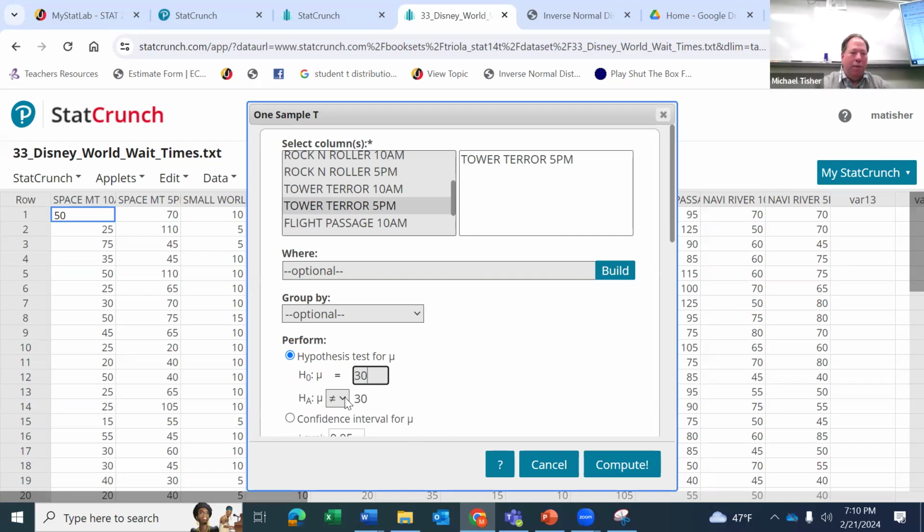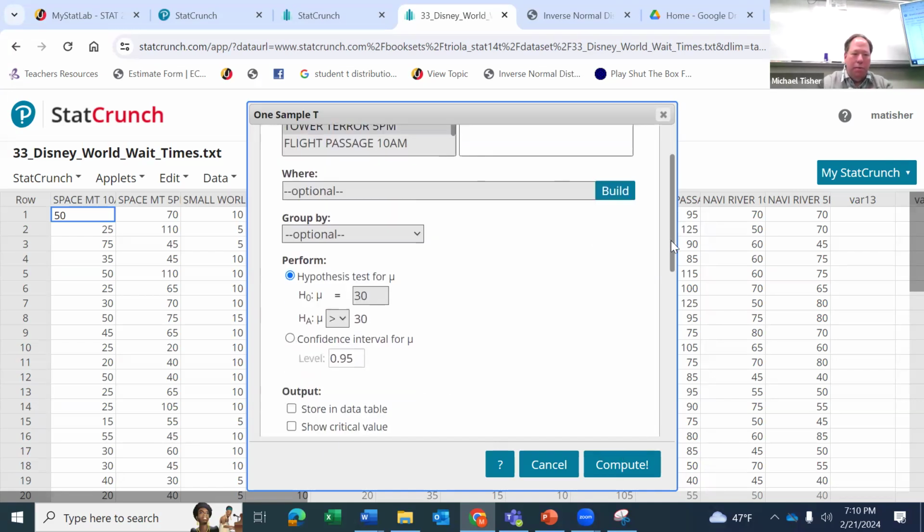But now we have to tell HA which symbol it is. And again, StatCrunch will tell us what the acceptable symbols for HA are. No need to have the table for StatCrunch. StatCrunch will tell us, do you want a not equal to, or a less than, or a greater than? And which one is it going to be? Greater than, yes. So we choose that. And then we click. There's more stuff we can do.